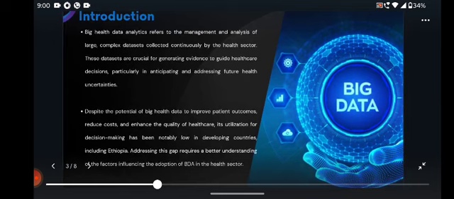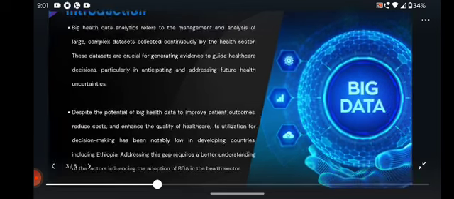Big health data analytics refers to the management and analysis of large complex datasets collected continuously by the health sector. These datasets are crucial for generating evidence to guide healthcare decisions, particularly in anticipating and addressing future health uncertainties. Despite the potential of big health data to improve patient outcomes, reduce costs, and enhance the quality of healthcare, its utilization for decision making has been notably low in developing countries including Ethiopia. Addressing this gap requires a better understanding of the factors influencing the adoption of BDA in the health sector.